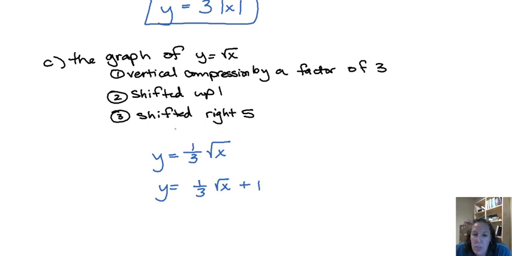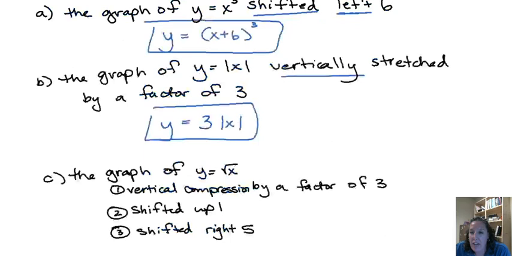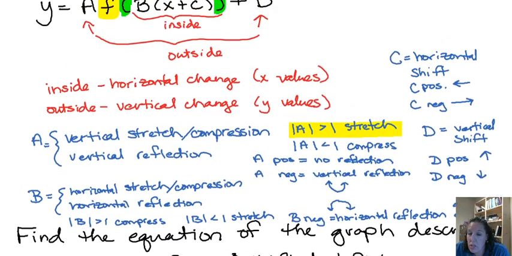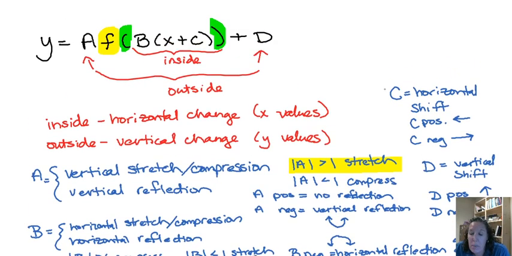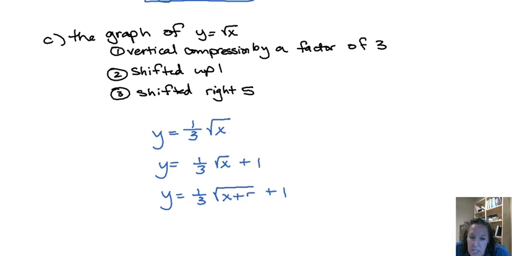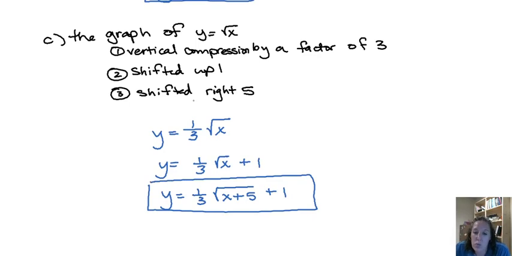Our last transformation we're going to look at is shifted right 5. Well, to the right is a horizontal change. That means we're going to have something on the inside of our square root. And if we want it to go to the right 5, that means that we are going to have a negative number where our c is, so we're going to get x plus c, or in this case, x minus 5. And that will be the graph that has those 3 transformations.